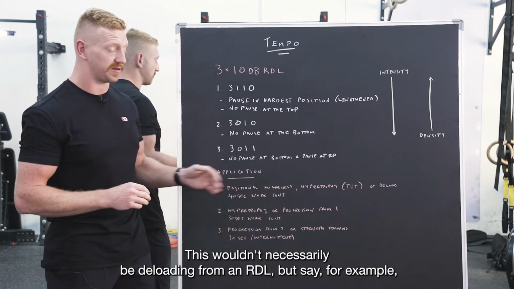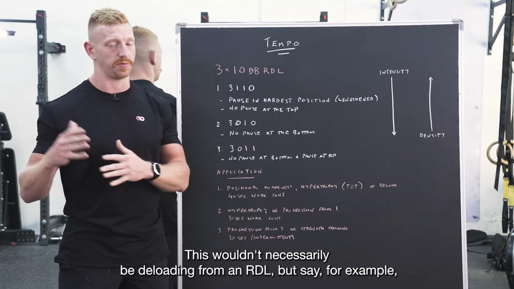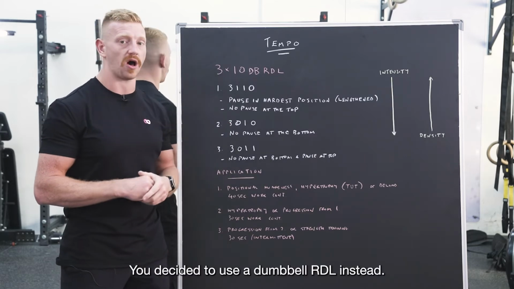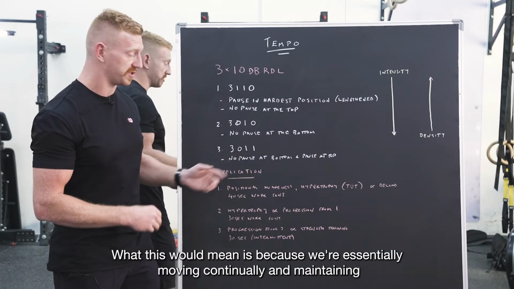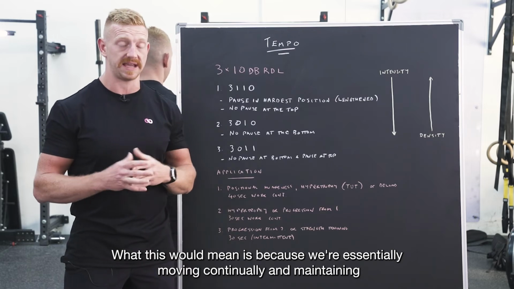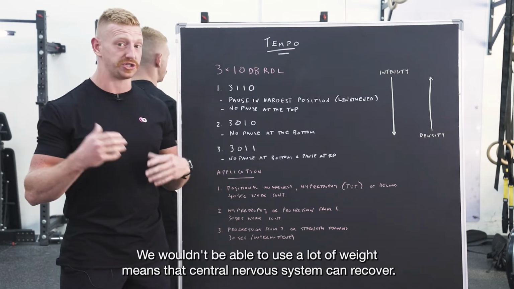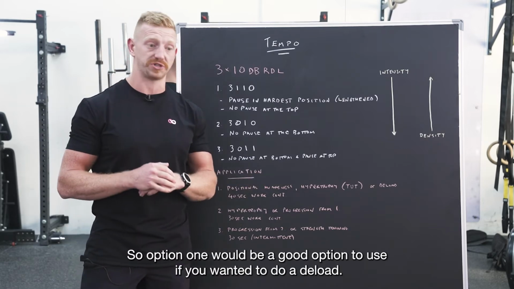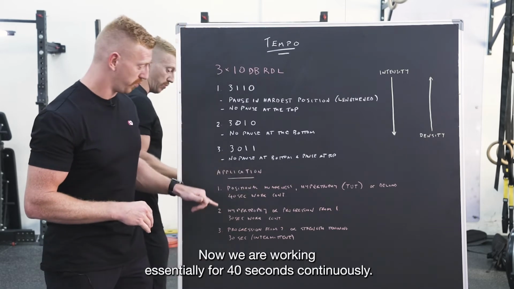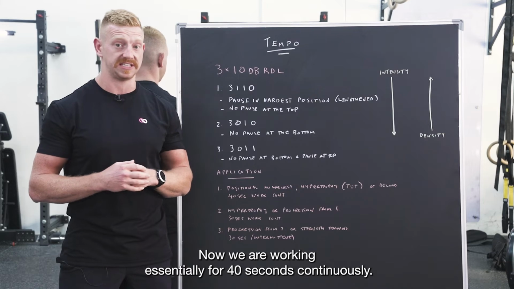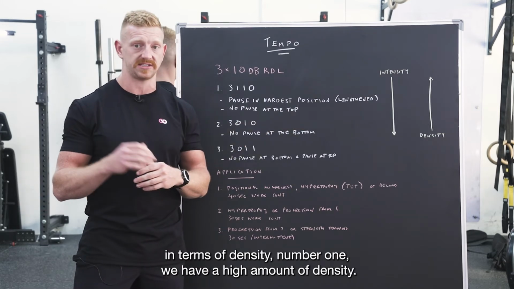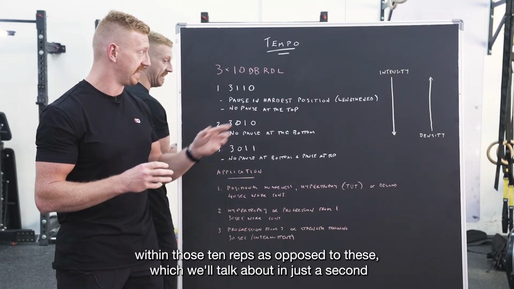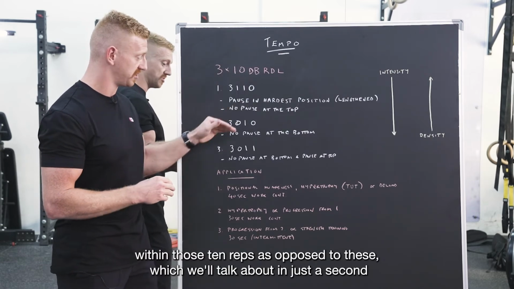Now, this wouldn't necessarily be deloading from an RDL, but say for example you were deloading from a deadlift, you decided to use a dumbbell RDL instead. What this would mean is, because we're essentially moving continually and maintaining a lot of time under tension, we wouldn't be able to use a lot of weight. It means that central nervous system can recover. So the option 1 would be a good option to use if you wanted to do a deload. Now, we are working essentially for 40 seconds continuously. So like I was talking about earlier in terms of density, number 1, we have a high amount of density. So we're doing a lot of work within those 10 reps, as opposed to these, which we'll talk about in just a second.